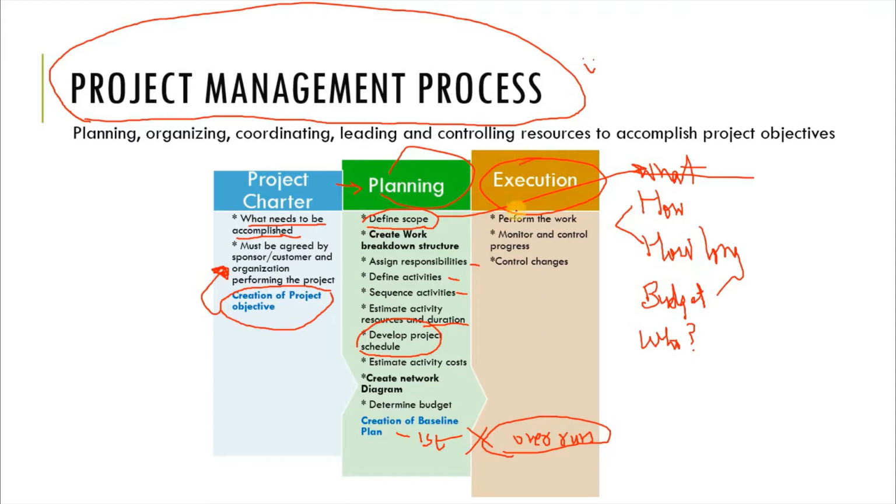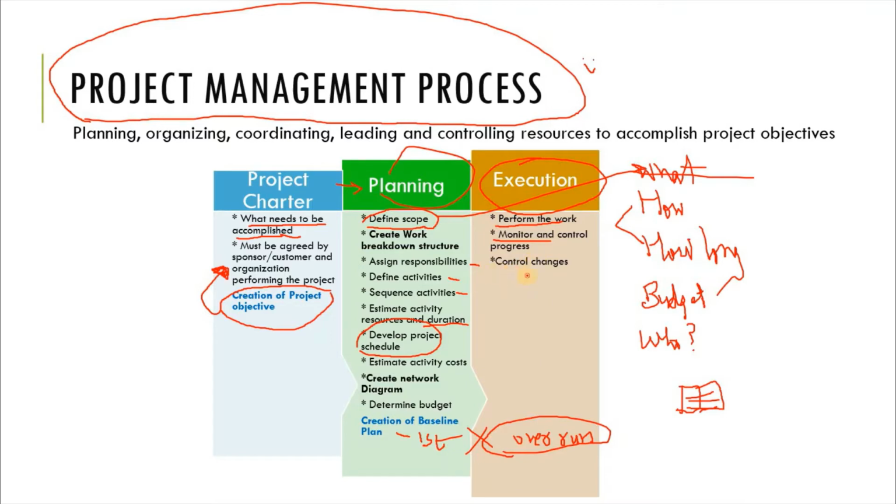We perform the project. When we are performing the project, we also need to continuously monitor the project. How do we monitor it? We always keep the baseline plan in our picture, and then we always evaluate our actual progress against the baseline progress. And if there are any deviations, then we need to take corrective action.